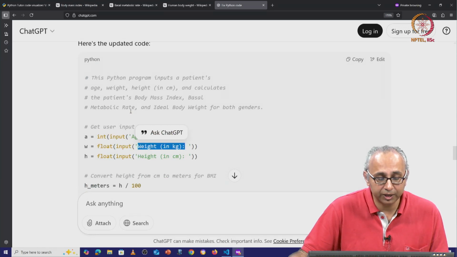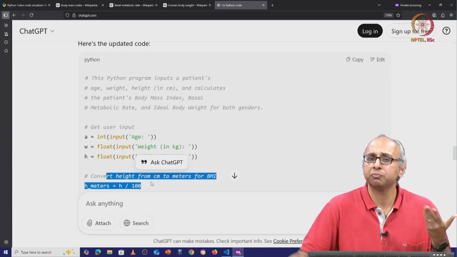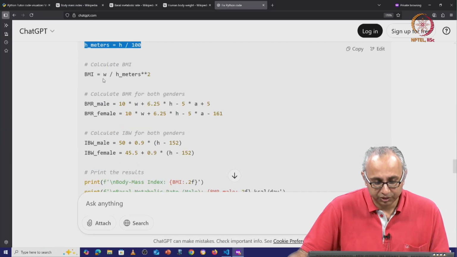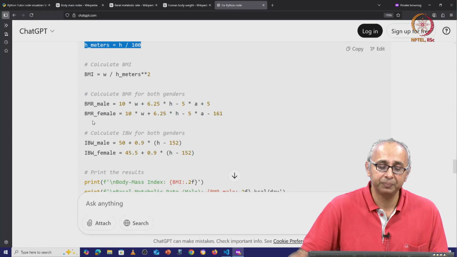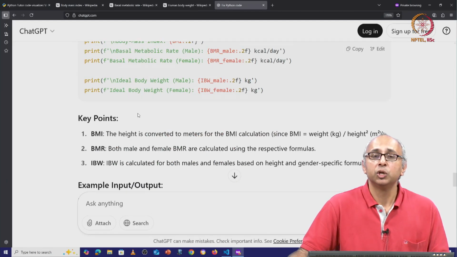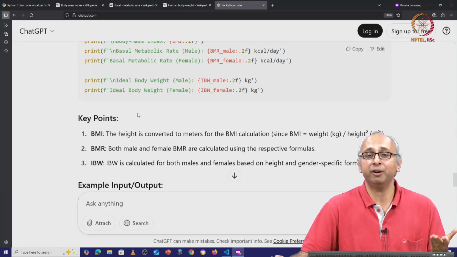And now it is converting the height from centimeters to meters, because for the formula for BMI, we need the height in meters. And so it is calculating the BMI, and it is calculating the BMR for both male and for female, and again it is calculating the ideal body weight for both genders, and finally it is printing the results. So you can see that this style of debugging seems to be very powerful.